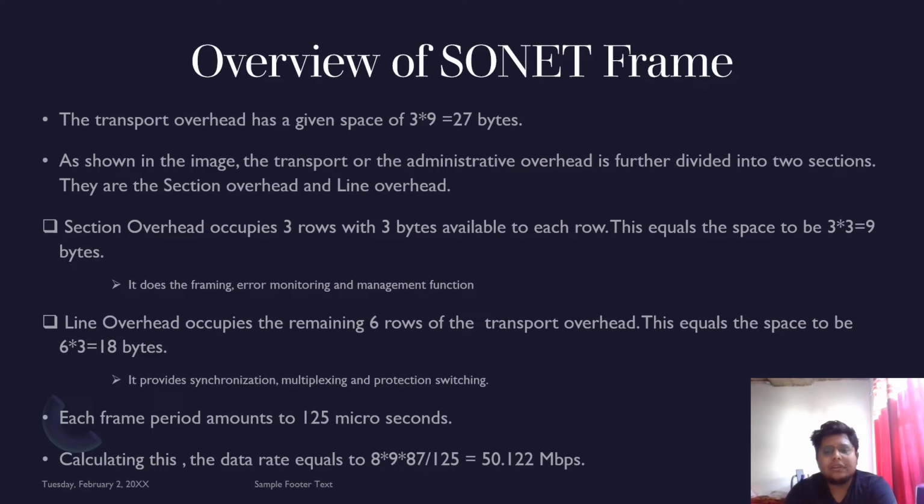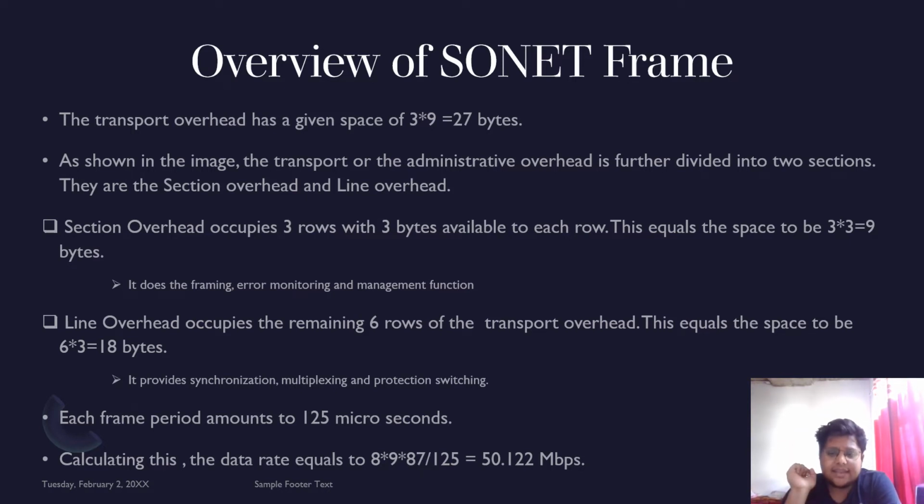Overview of a SONET frame. We saw the transport section contains 3 bytes per row. If there are 9 rows, it will contain 27 bytes of data. As shown in that image, the transport overhead, also called the administrative overhead, is further divided into 2 sections, namely a section overhead and a line overhead. Let's first discuss the section overhead. The section overhead occupies 3 rows with 3 bytes available in each row. This will result in a total storage capacity of 9 bytes.